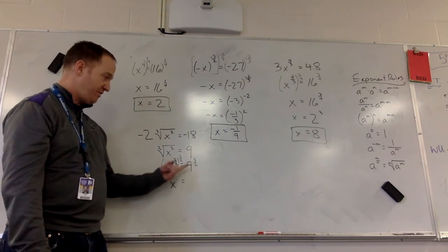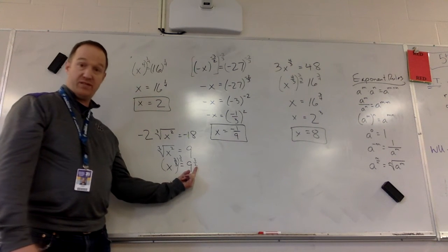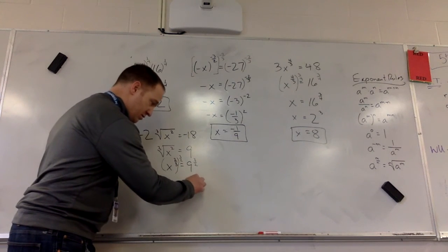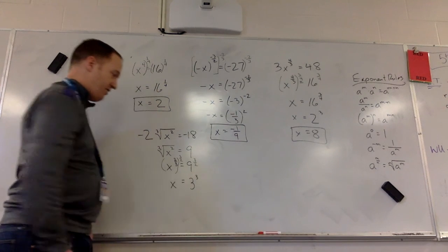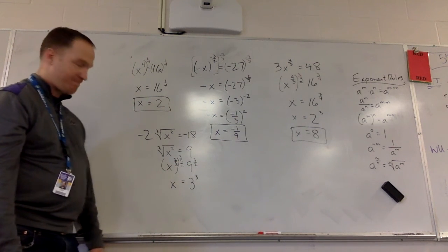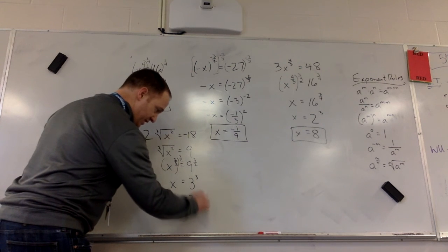So I'm not going to do the 3 first. You can if you want. I can take the square root, that's the 2 on the bottom, the square root of 9. Square root of 9 is 3. So we've got 3 to the 3rd. Again, the 2 disappeared because that was the square root that I just did. Now 3 to the 3rd is 27. So our solution is 27.